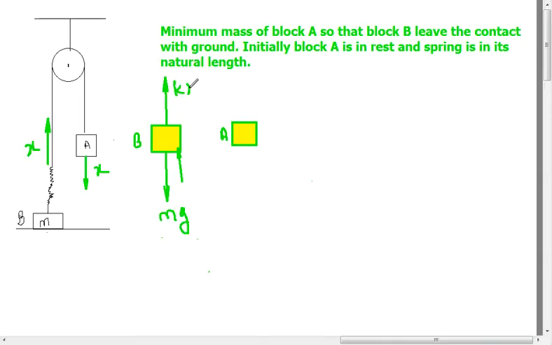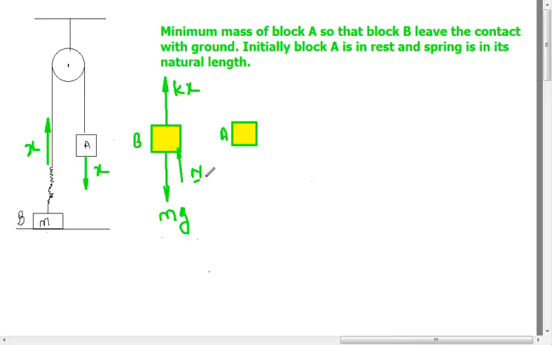Who has applied this kx? The spring. So block B also applies a force on the spring by Newton's third law. Okay, guys, such analysis of a spring using Newton's third law is very important. And this is the normal force N. Who has applied this force? The ground has applied this force.